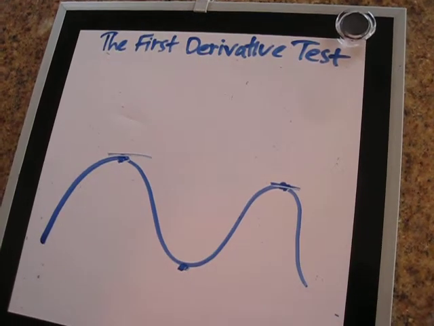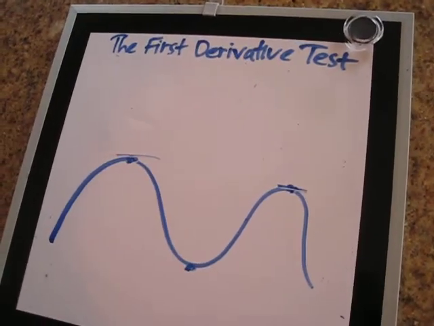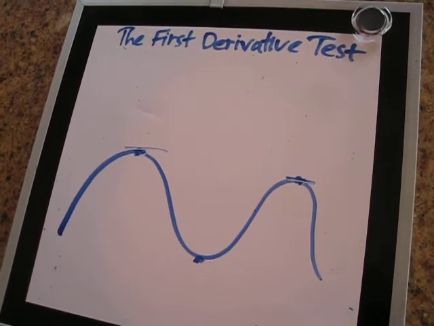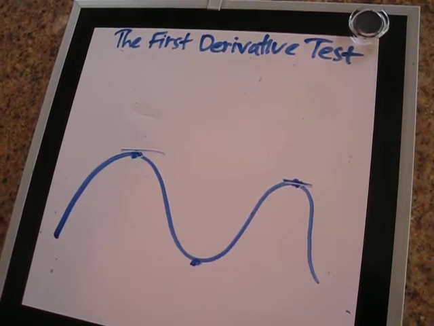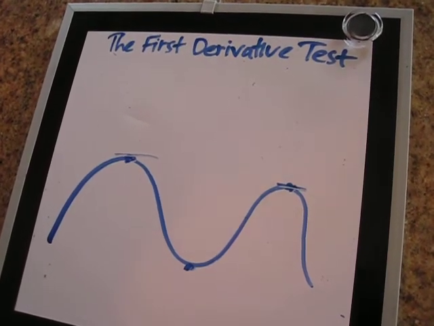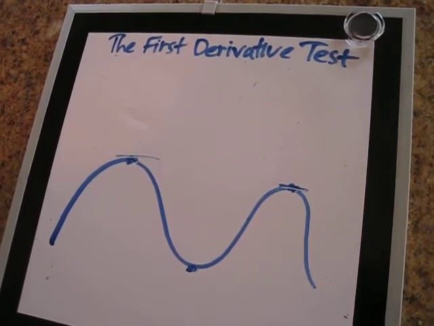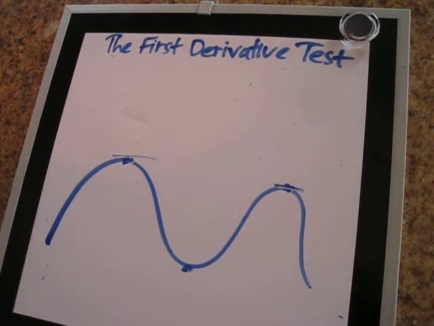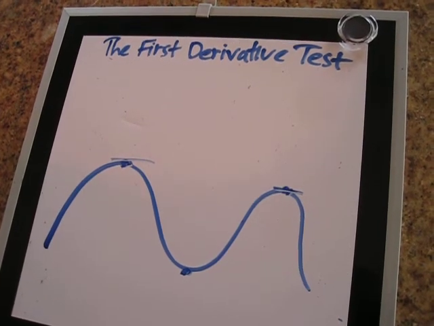So in order to use the first derivative test, you need to make sure that you have knowledge of the relationship between the sign of a function's derivative and the behavior of the function. That's an important thing in the first derivative test, so make sure that you understand how that works.